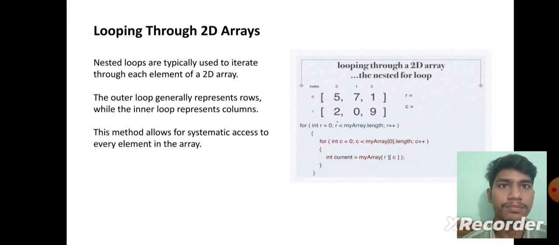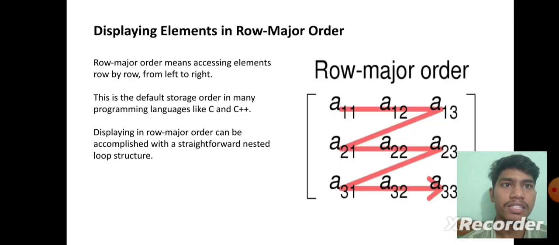Moving to next slide. Displaying elements in row major order. Row major order means accessing elements row by row from left to right. This is the default storage order in many programming languages like C and C++. Displaying row major order can be accomplished with a straightforward nested loop structure. Moving to next slide.